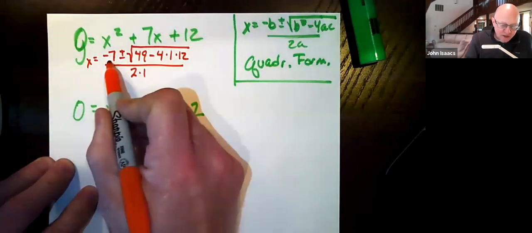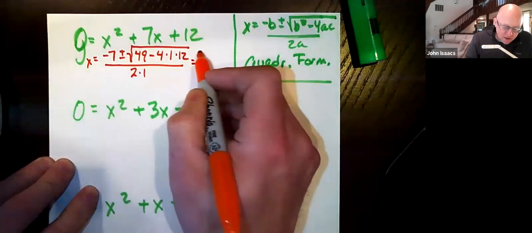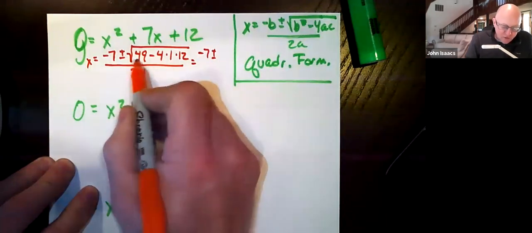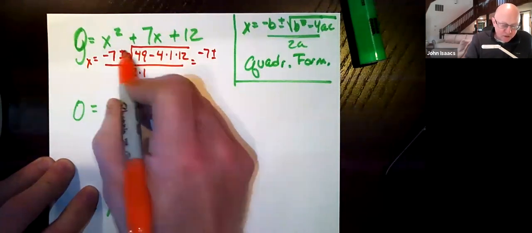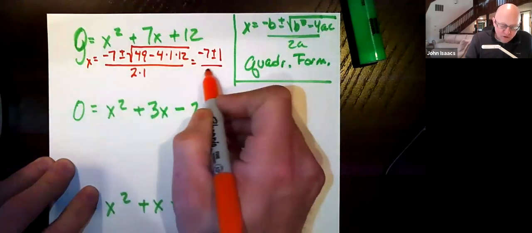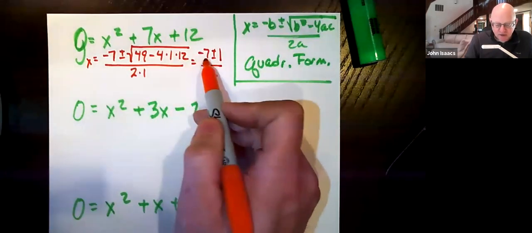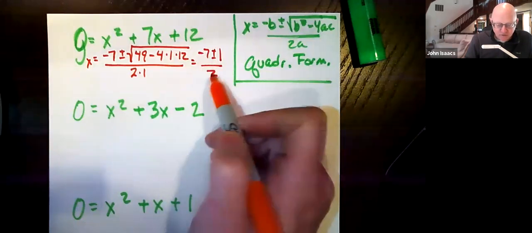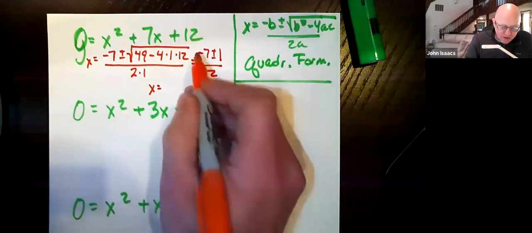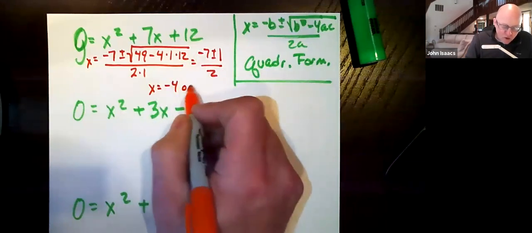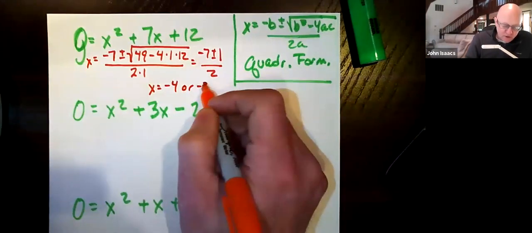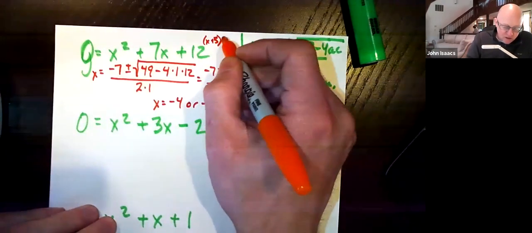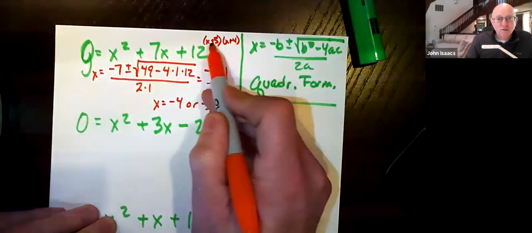Okay, so negative 7 plus or minus the square root of 49 minus 4 times 12, which is 48. So this is plus or minus the square root of 1, which is 1, over 2. If we take negative 7 and subtract 1 from it, we get negative 8 over 2. So x equals negative 8 over 2, or negative 4. Or if we take negative 7 and add 1 to it, we get negative 6 over 2, which is negative 3. All right, which is what we would have gotten if we had factored, right? x plus 3, x plus 4, therefore x equals negative 3 or negative 4.